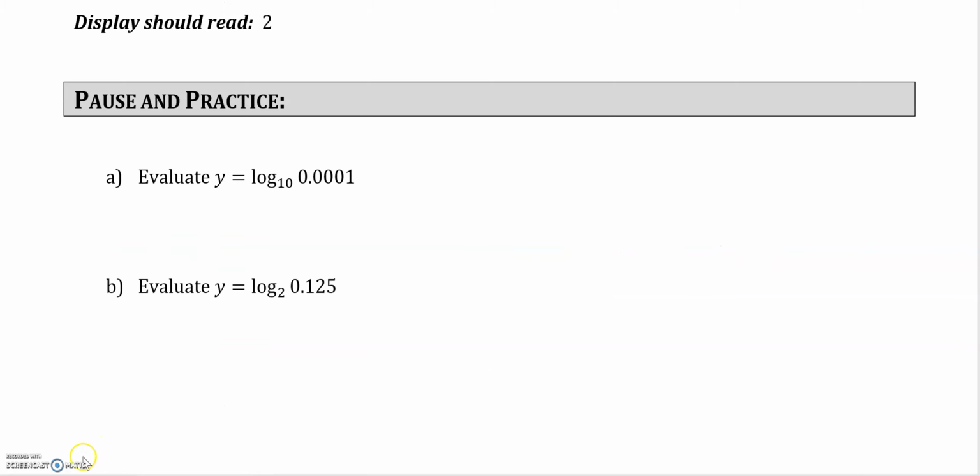Pause your video and attempt the 2 practice problems, then watch the solutions. In part A, we have evaluate y is equal to log of base 10 of 0.0001. Considering this in exponential form, we have 10 to the power of y is equal to 0.0001. We know that 10 to the minus 4 is equal to 0.0001. Therefore, y is equal to negative 4. Also, evaluating this on our calculator using your log button, log of 0.0001 is equal to negative 4.